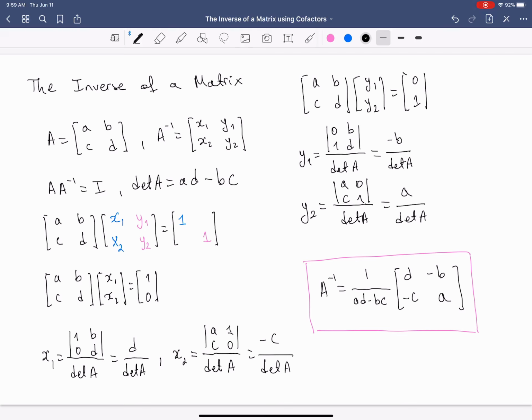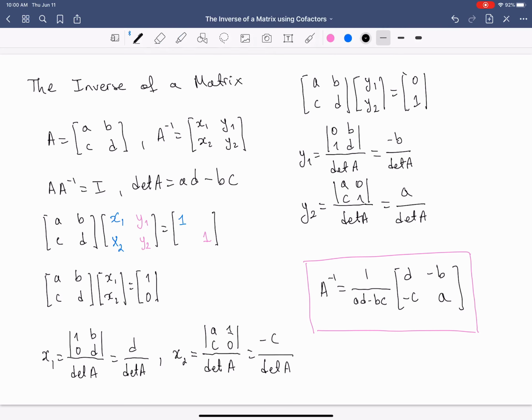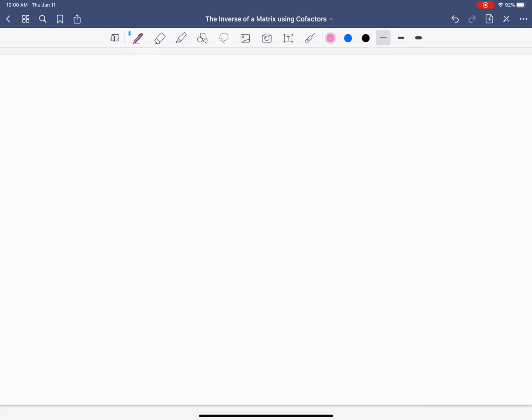Now the question is, how does this idea extend to a 3 by 3 matrix, 4 by 4 matrix, and so on? I think I want that in a box. All right, let's look at that. Now, the idea here, actually, I'm just going to give you the formula, and then we're going to explain why the formula works. So here is the formula for A inverse using cofactors.